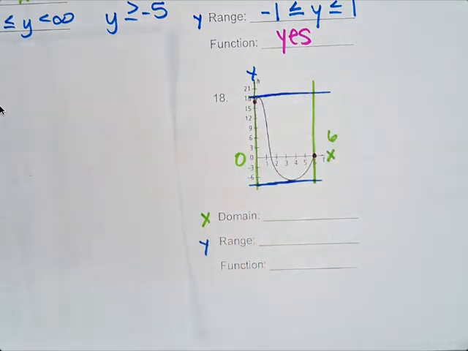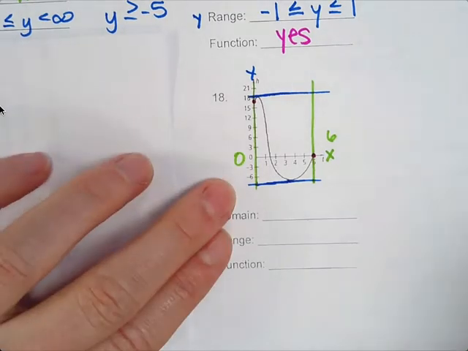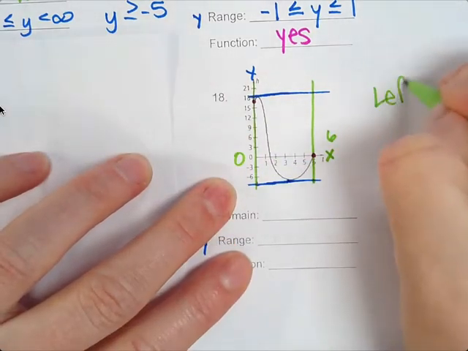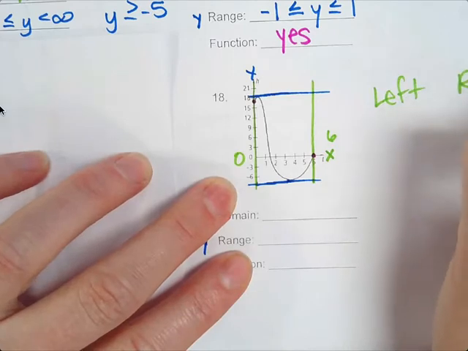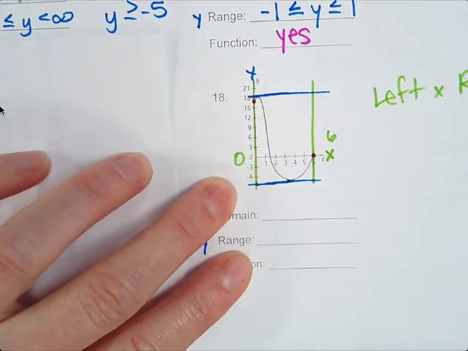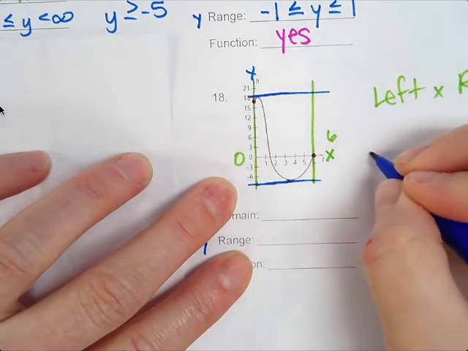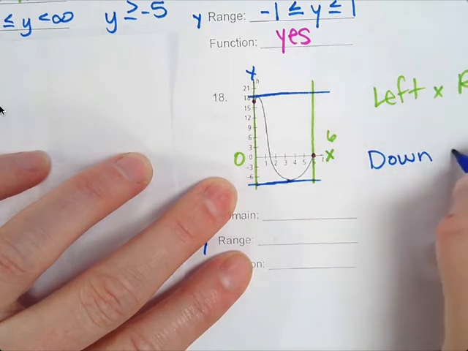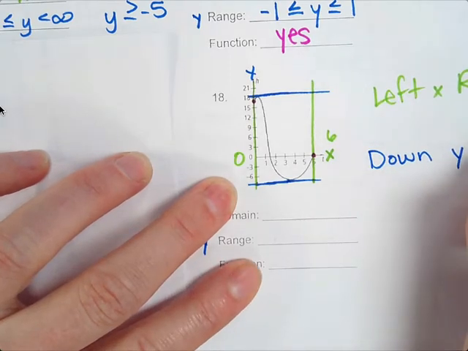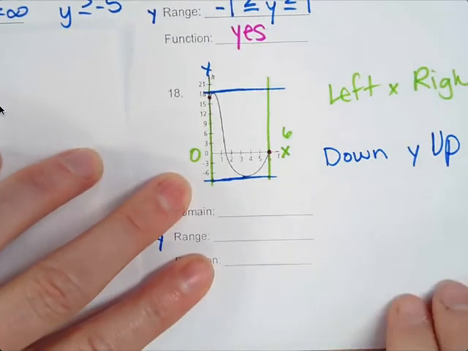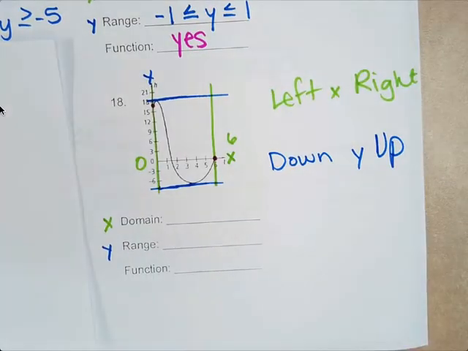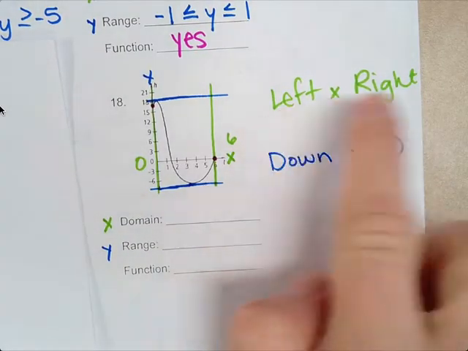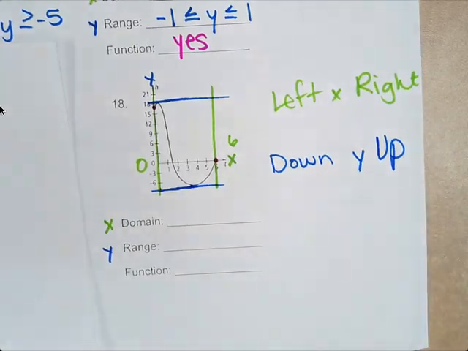Draw a box around it so you can figure out left and right for X. And then how far down for Y and how far up. Maybe that'll help you. And just plug in the numbers. How far left, how far right, how far down, how far up.